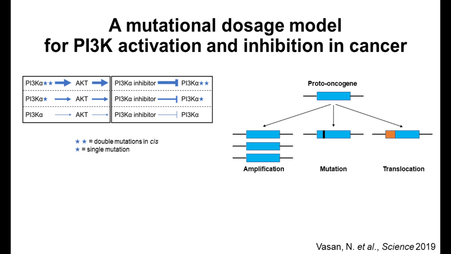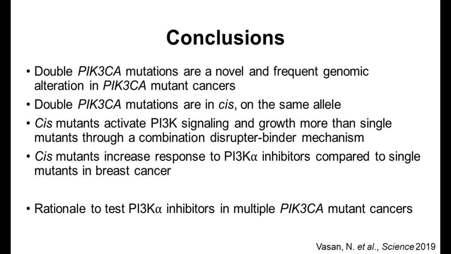And these data point to a second mechanism for oncogene activation of double PIK3CA mutations in cis. And so in conclusion, I've shown you that double PIK3CA mutations are a novel and frequent genomic alteration in PIK3CA mutant cancers. They're in cis on the same allele. They activate PI3 kinase signaling and growth more than single mutants. We've shown this in a variety of models, and they do this through a novel combination disruptor-binder biochemical mechanism.